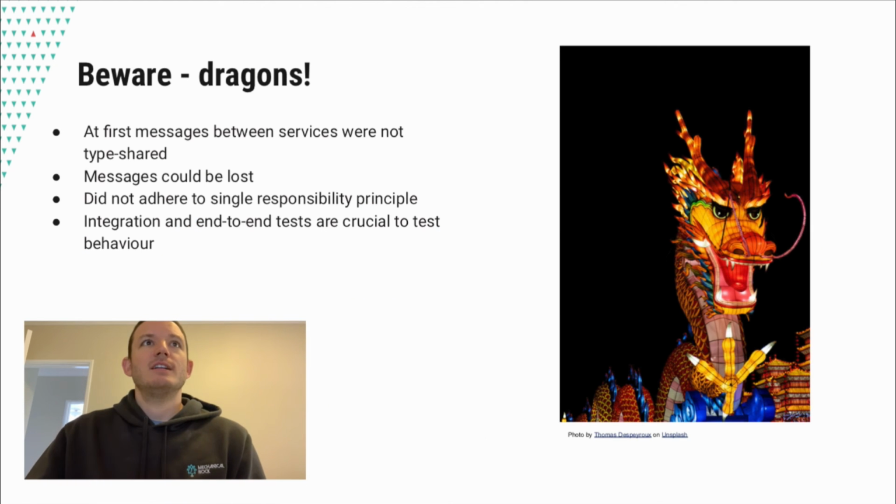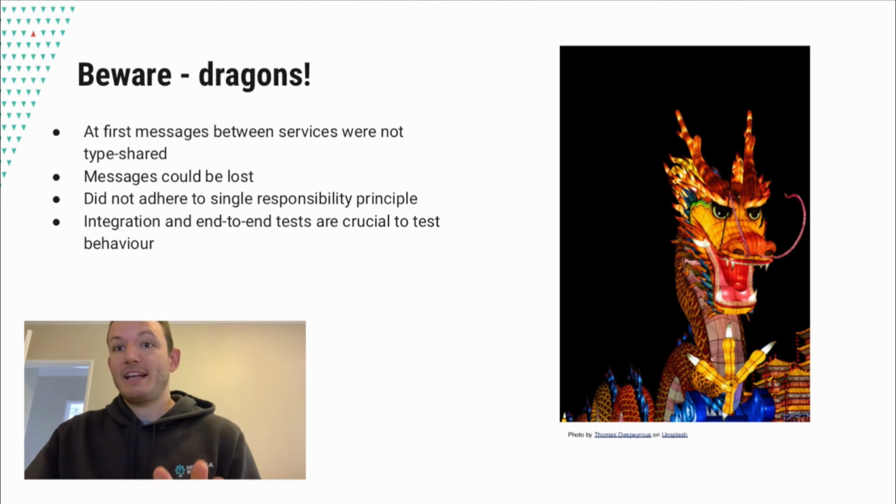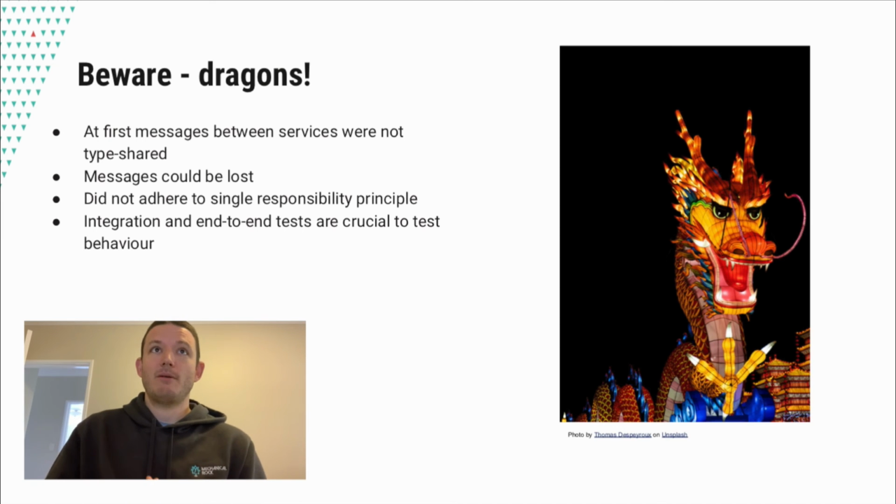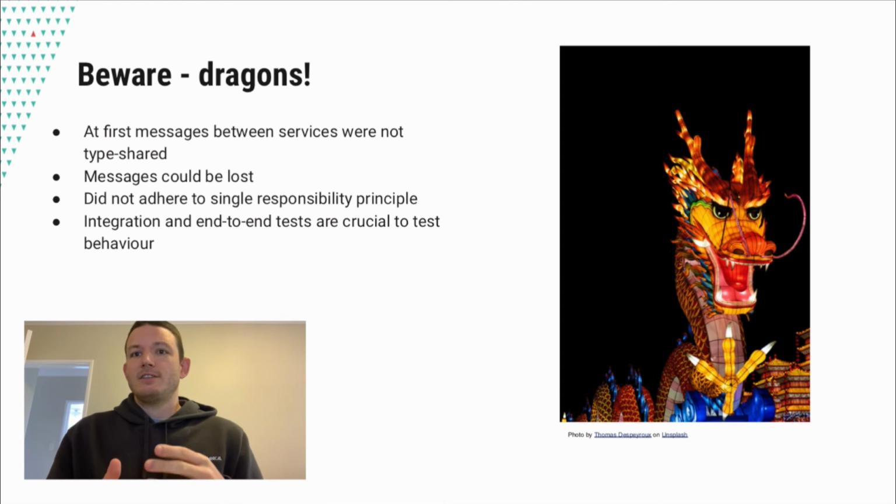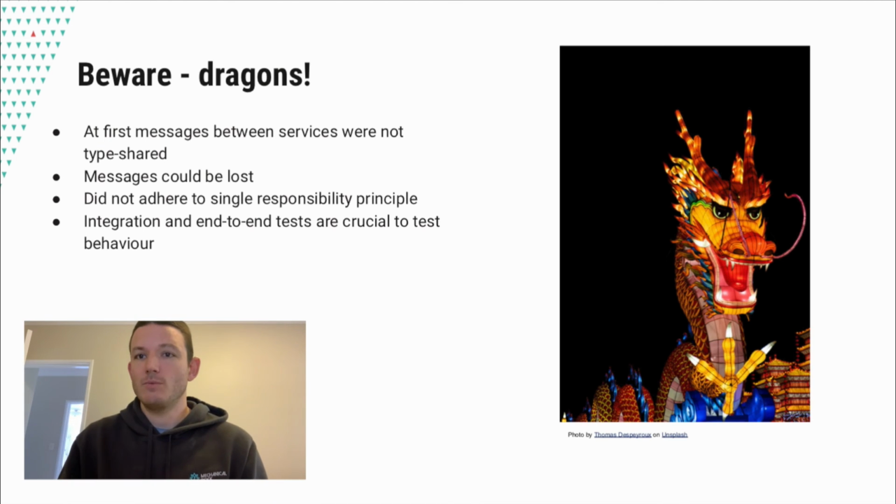Before we get into how it worked in the real world, I just want to quickly talk about the problems that we encountered. At first, when we were setting this up, the messages between services weren't type shared. So this meant that the constructs of data could be different. The data that we were passing around could be different. And so we were getting a bit confused as to what data was being sent, and if something changed, how would a downstream service know about it?